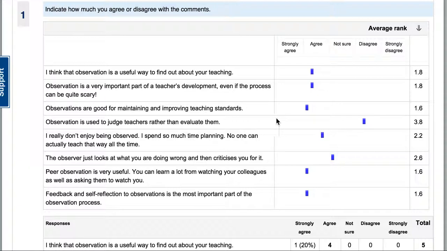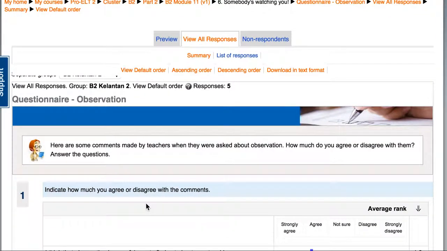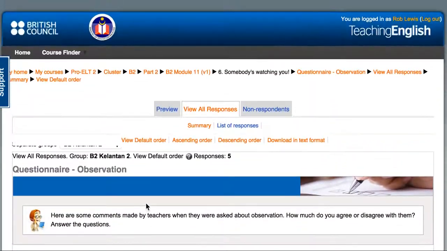And the ones that you agreed most with, well, there are three, aren't there? That observation is good for improving teaching standards, peer observation is useful, and feedback and self-reflection is useful, or rather the most important part. And I think we can stop there. Observation was the final part of Module 11.